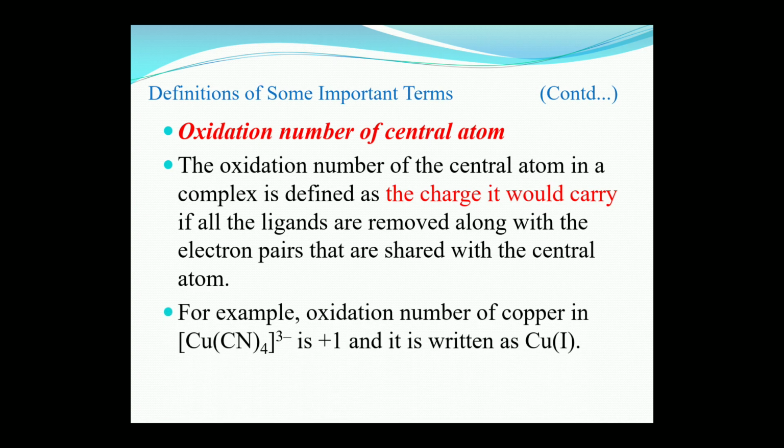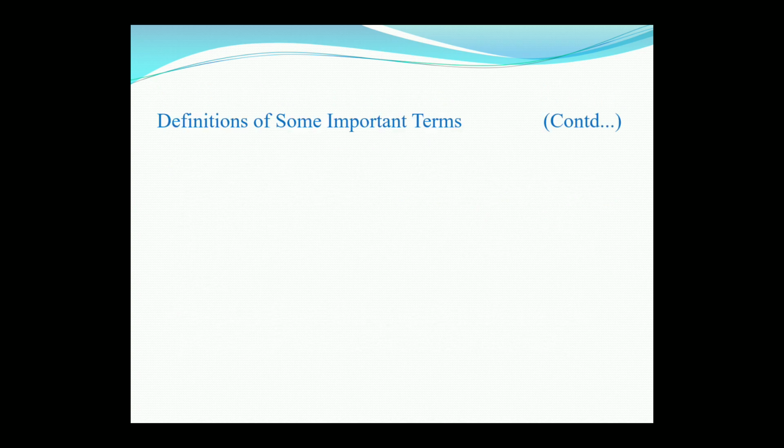Here the first example is tetracyanocuprate 3 negative. Here the oxidation number of copper is +1, as it is written Cu(I). There are 4 ligands, CN4, and overall there is a 3 negative charge, so 4 minus 3 would be +1. In this way we will calculate the oxidation number of the central atom. Here the central atom is copper, so the oxidation number of the copper would be +1.